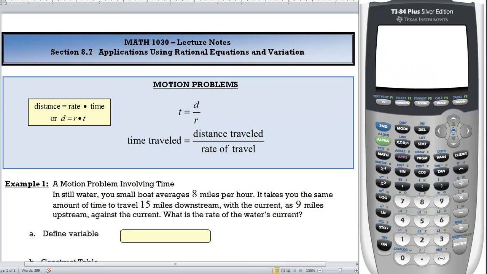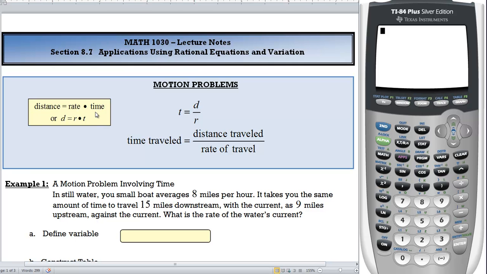We've got some word problems that we need to do, and they're pretty much classified in three different types. The first one we're going to look at is called motion problems, where you're in the water, you're in an airplane, you're driving. Normally motion problems start off with what I've got here in the little yellow box. Distance equals rate times time.